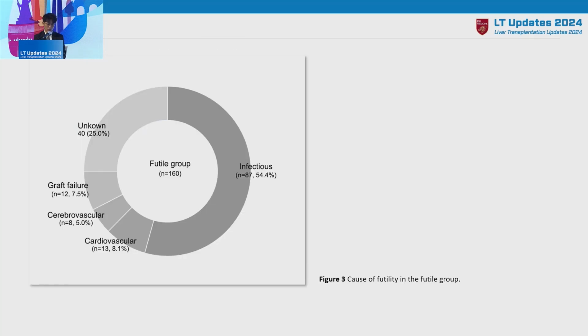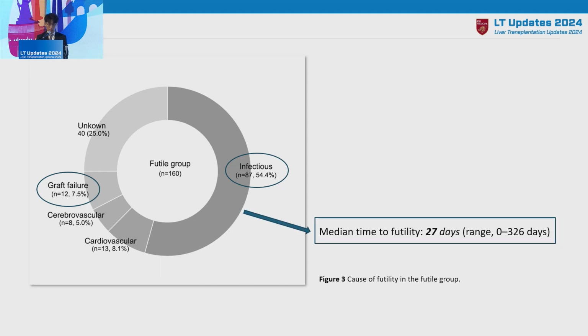This figure shows the causes of futility in the futile group. Infectious complications were the most prevalent cause, accounting for over 50%, but graft failure developed in 7.5%. The median time to futility after deceased donor liver transplantation was 27 days.